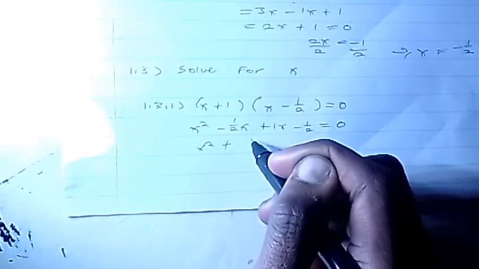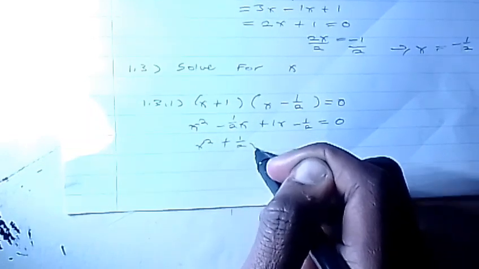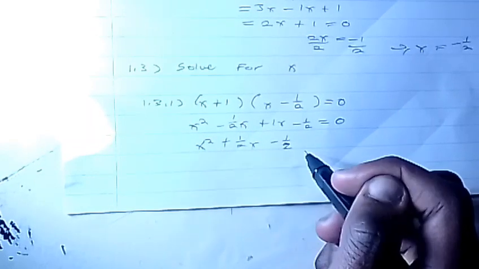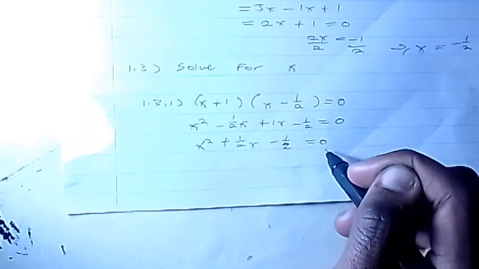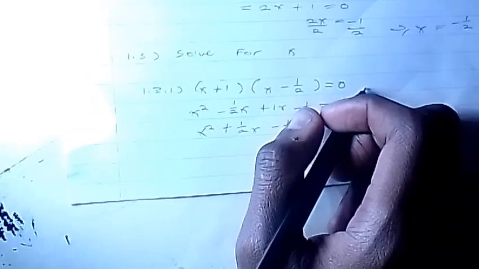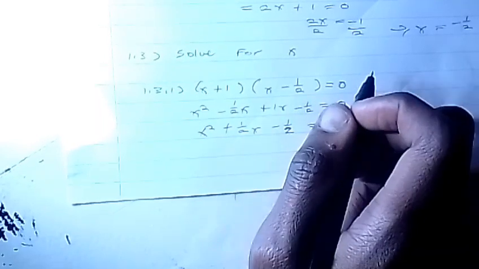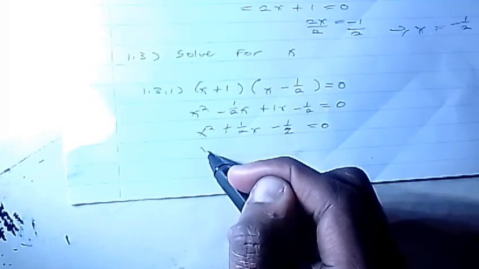So our current sum here is x squared plus half x minus half. In order to find the factors of this, we're just going to insert negative a half times 1, negative a half plus 1, which gives us these values. So it's going to be like this.